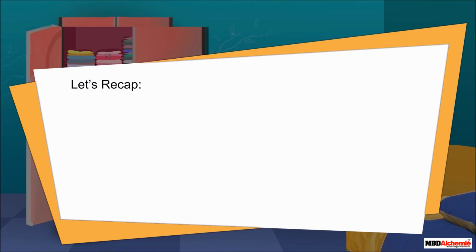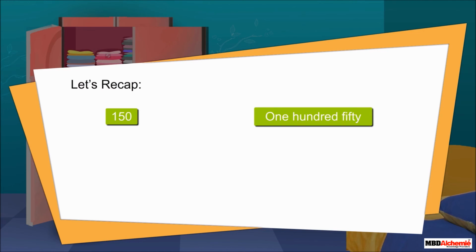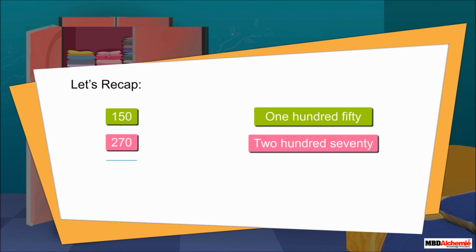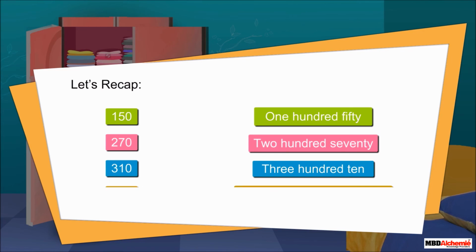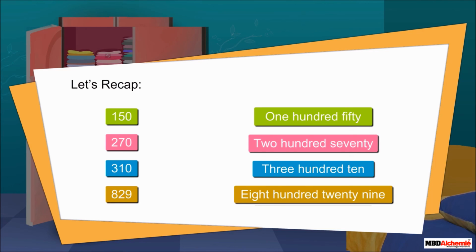Let's recap. The three-digit numbers are read and written as 150, 270, 310, and 829, and so on.